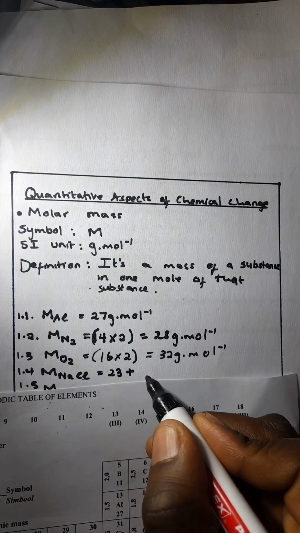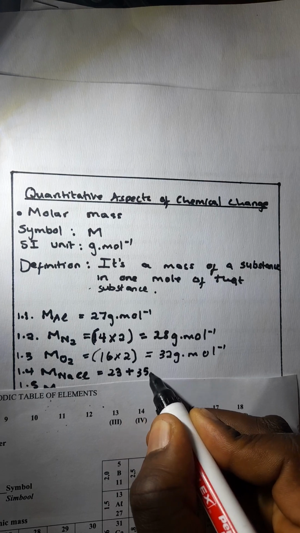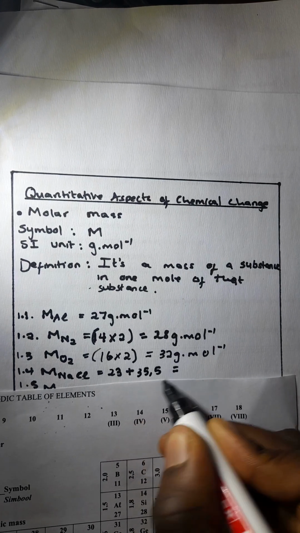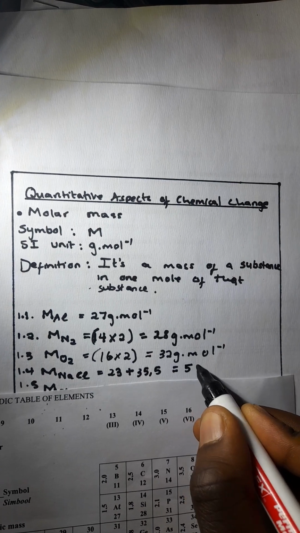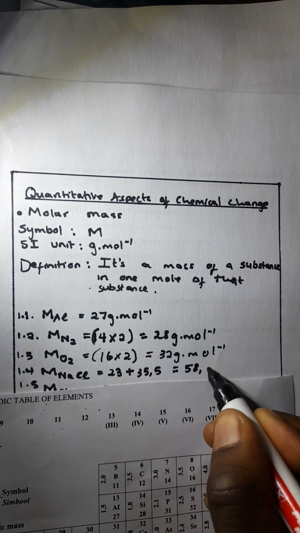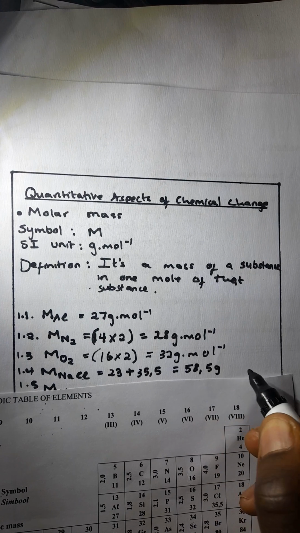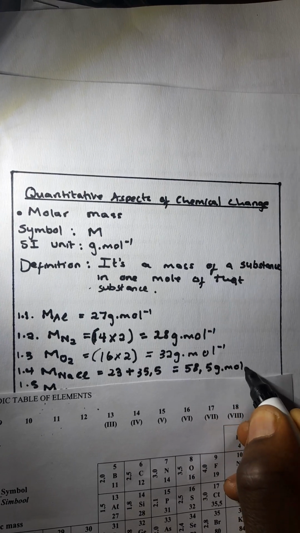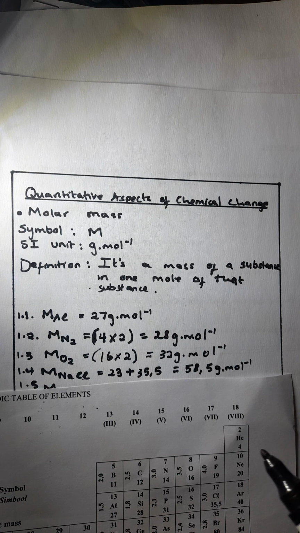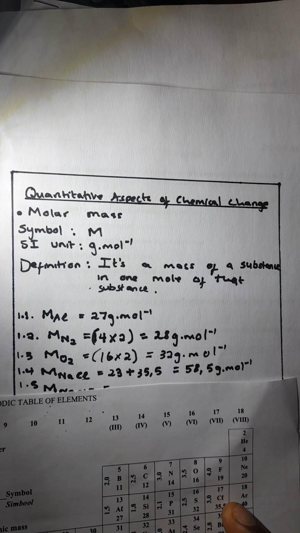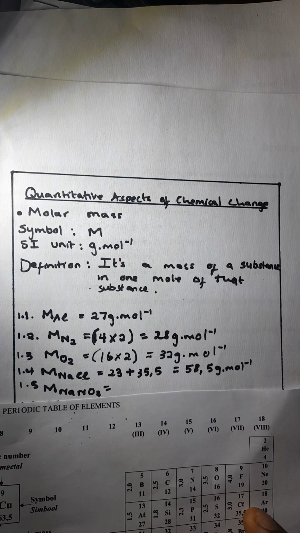Therefore, we are going to write 35.5. It gives us 58.5 grams per mole. Okay, so that is the molar mass of sodium chloride. Right, let's look at another example here.